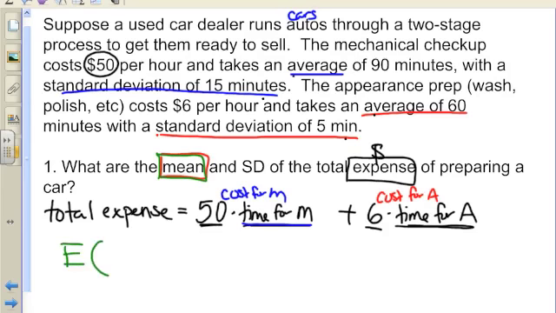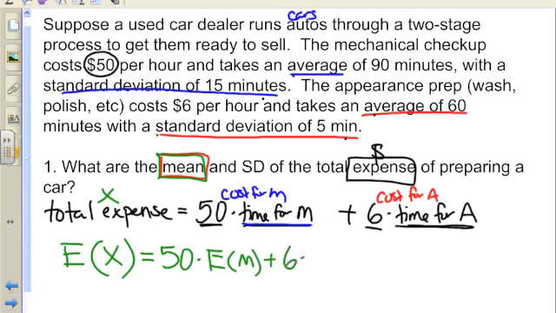So I'm going to call the total expense, which is also a random variable, I'm going to call it x for expense. So the expected value for the total expense is going to be 50 times, well, whatever the expected value is for the time on the mechanical, plus $6 times, well, whatever the expected value is for time on the appearance. So I can just go back and find those in my story problem.